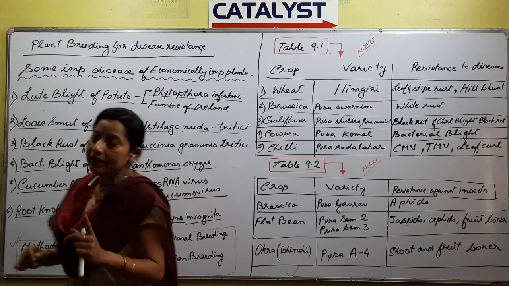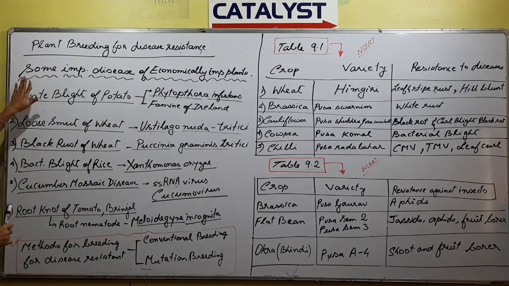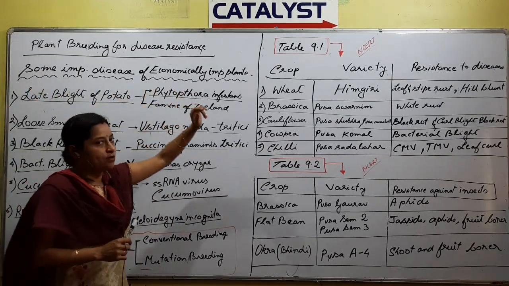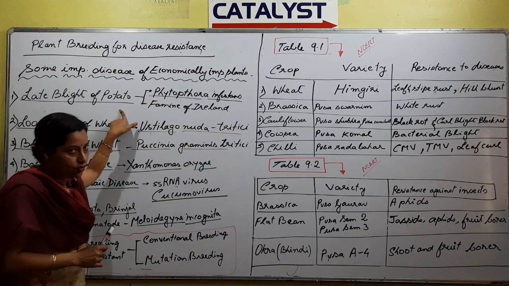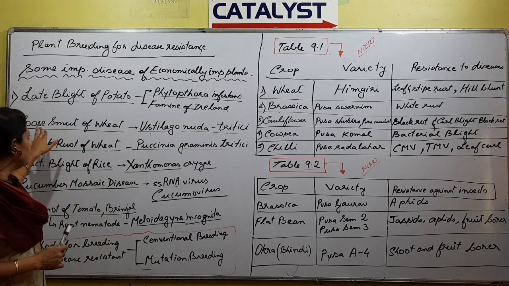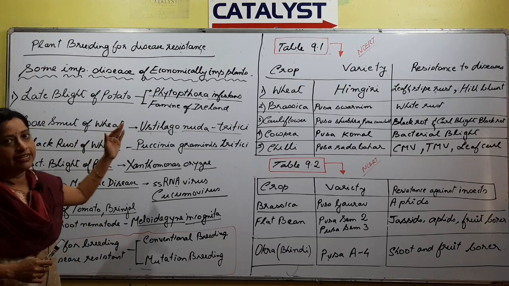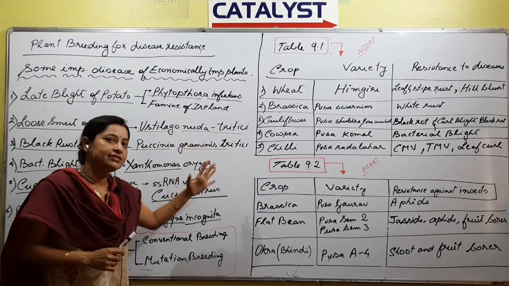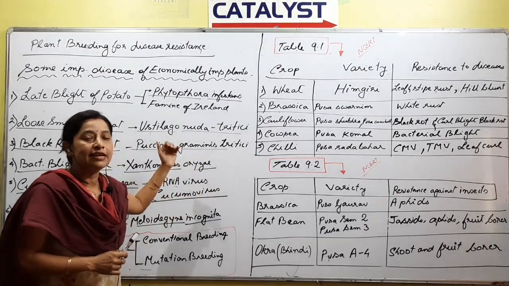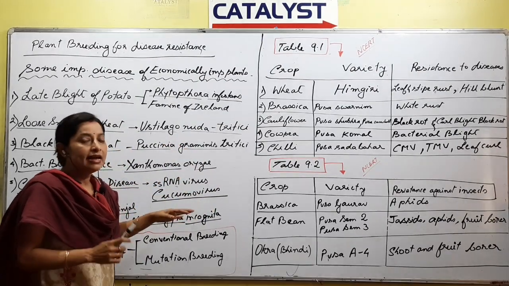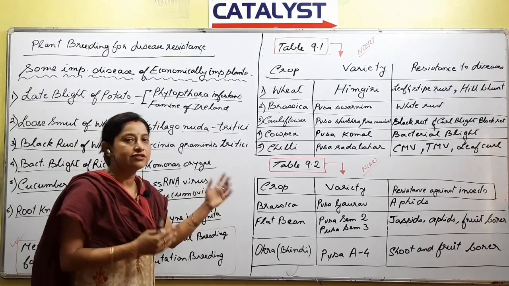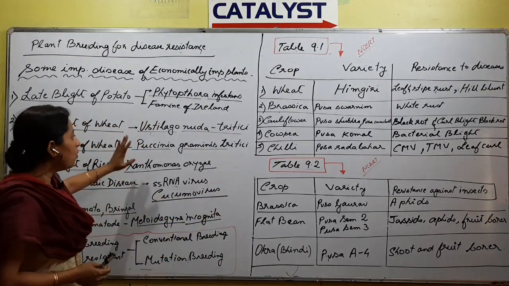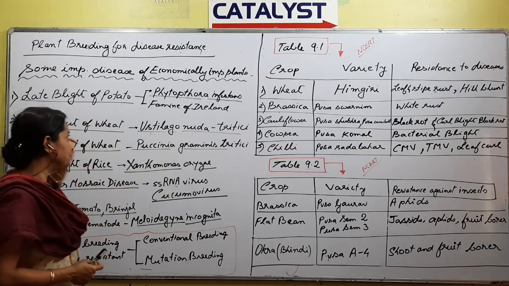For example, we have some important diseases of economically important plants. So we have a disease called late blight of potato, right? Second disease could be loose smut of wheat, black rust of wheat, etc. So these are certain types of diseases that are often seen in these economically important plants, right? It is not that these are the only diseases, but from NCERT point of view we have to study only these, right? Now, what is the question that is asked from this part?